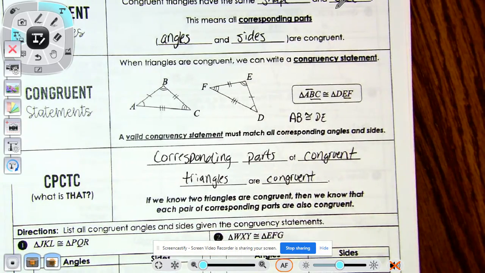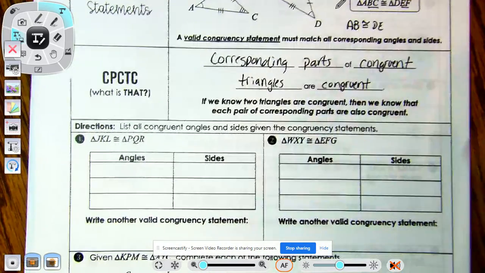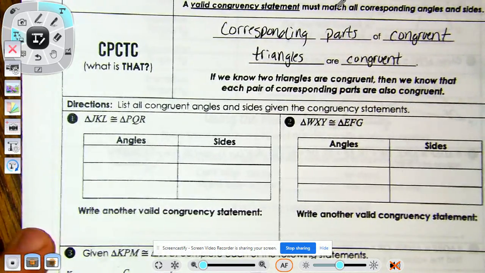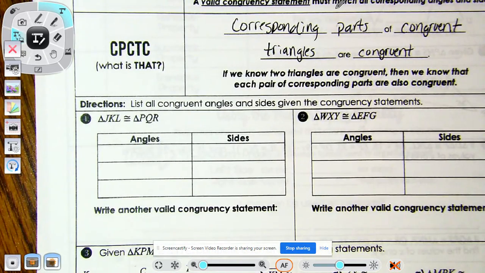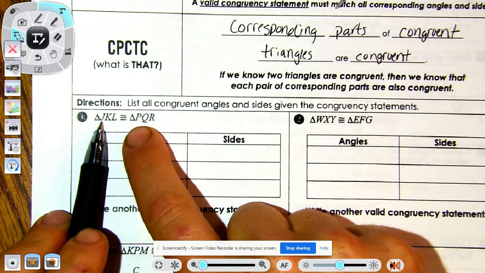All right, let's look at some examples. It says directions, list all congruent angles and sides given the congruency statement. So now we're working strictly off that congruency statement. We want to find our congruent angles, find our congruent sides. Don't let it be any harder than it is. It's really as easy as it looks. For our congruent angles, you just match them up. Come from this congruency statement.